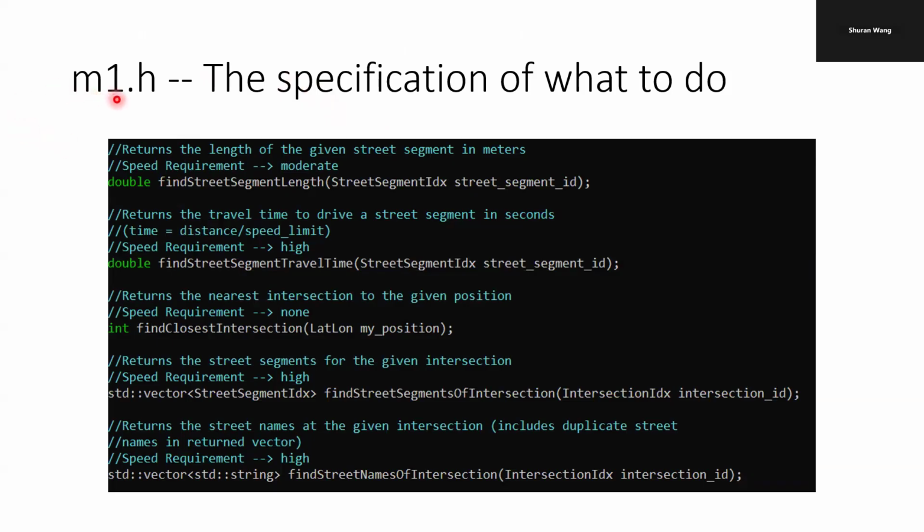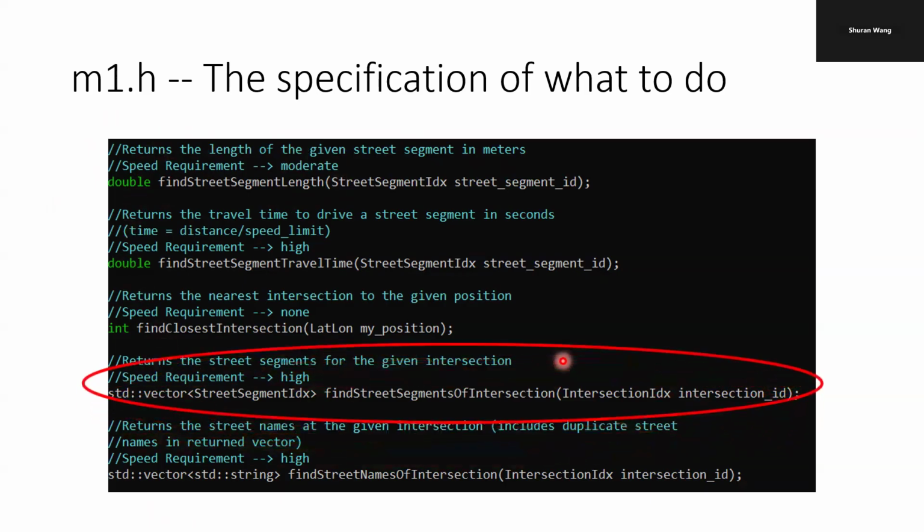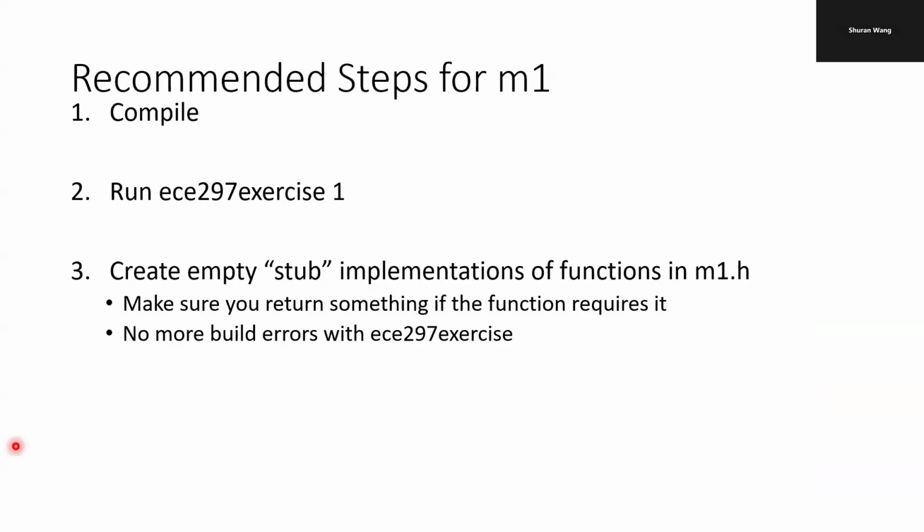Read through all of the comments to see what you need to do for milestone 1. For each function, it has a line saying what this function should do and a line saying the speed requirement. In this tutorial, we will use this function as an example. So we will implement this function in this tutorial. And you're free to use any code that's provided in this tutorial only. But most likely you'll still need some modifications on it afterwards.